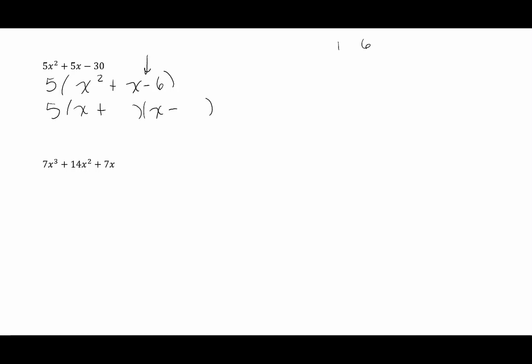If I think about 1 and 6, and I have 2 and 3, I know that the bigger term will be positive and the smaller term will be negative. So 6 minus 1 is 5, 3 minus 2 is 1, so I want to use the 3 and negative 2. Let's say plus 3 and negative 2.